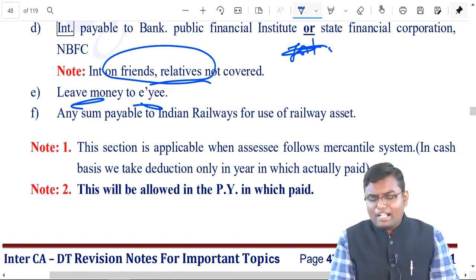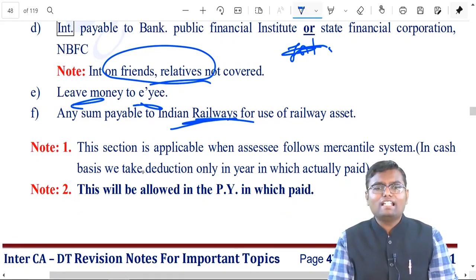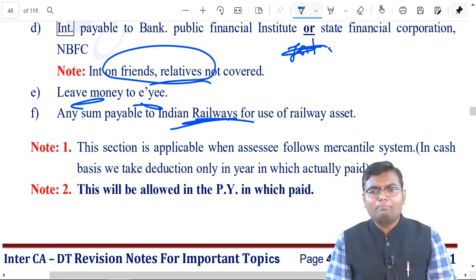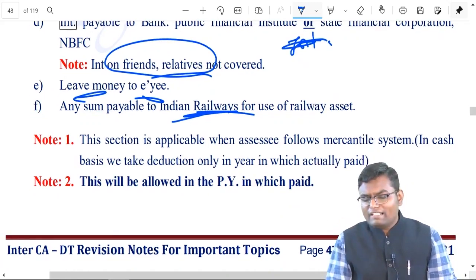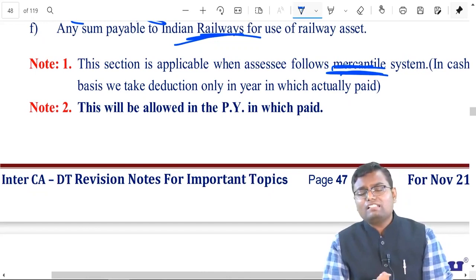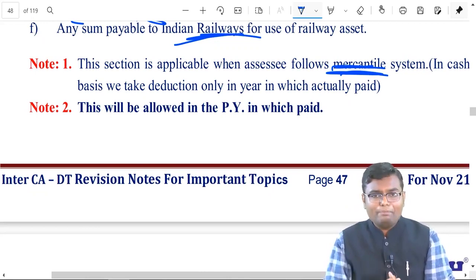Any sum which you are required to pay to the Indian Railways, like for transportation of goods, the rent, etc., 139(1) is applicable. As I have already said, it is applicable only if you follow the mercantile system, because in the cash system it becomes redundant. Now, the expenditure which is disallowed in this year because you haven't paid it.